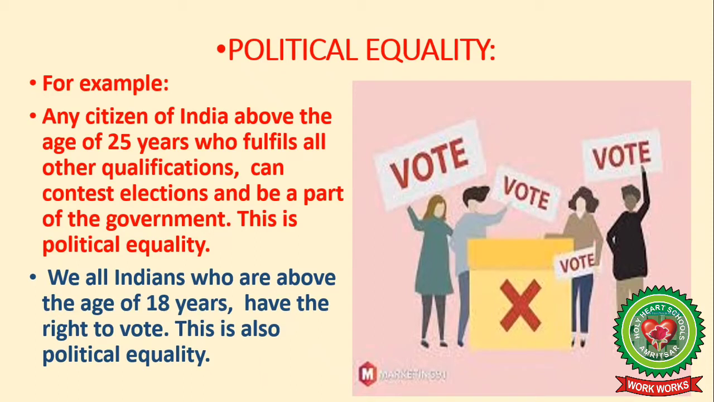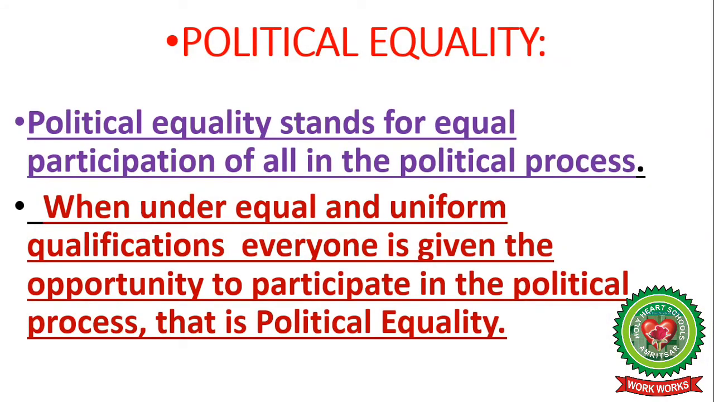Example is, any citizen of India above the age of 25 years who fulfill all other qualifications can contest elections and be a part of the government. This is political equality because he contested elections, so it is political equality. Next is, we all the Indians who are above the age of 18 years have the right to vote. This is also political equality because the person who becomes the age of 18 gets the right to vote. This is political equality. So these are the examples.